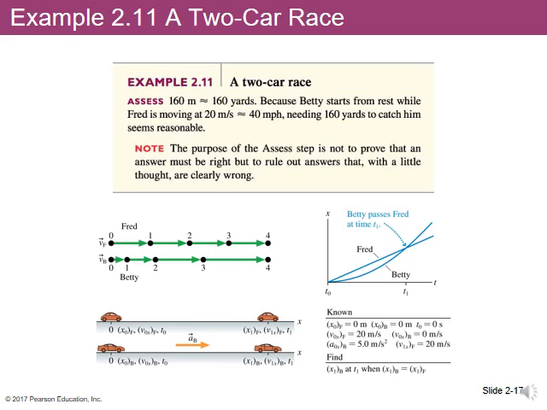Tomorrow in class, we're going to spend the whole class period doing more and more problems just like this one. So come prepared. Make sure you remember these equations. Make sure you've studied this problem and thought about how to set up everything so that you'll be ready to go in the morning.